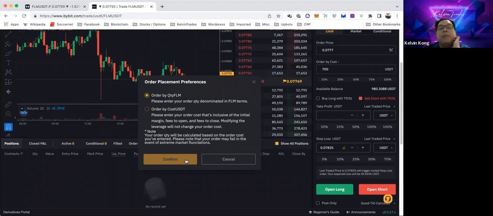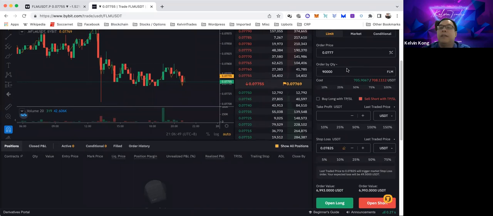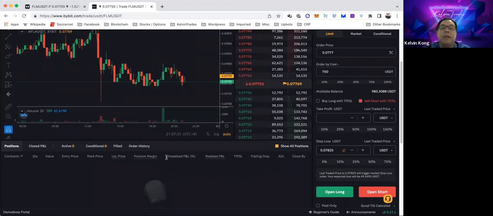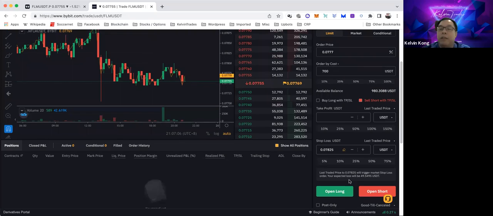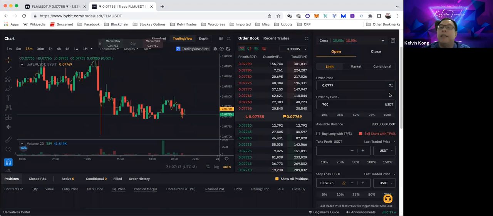I prefer order by quantity because I'm used to it. I've been trading like that since 2017. Suddenly you ask me to trade using order by cost, I am not comfortable. Over here I can see my quantity, I can see my cost, and I can see my order value. If you choose order by USDT, you can only see order by cost. I cannot find any order by quantity here. Like I said, individual preference.